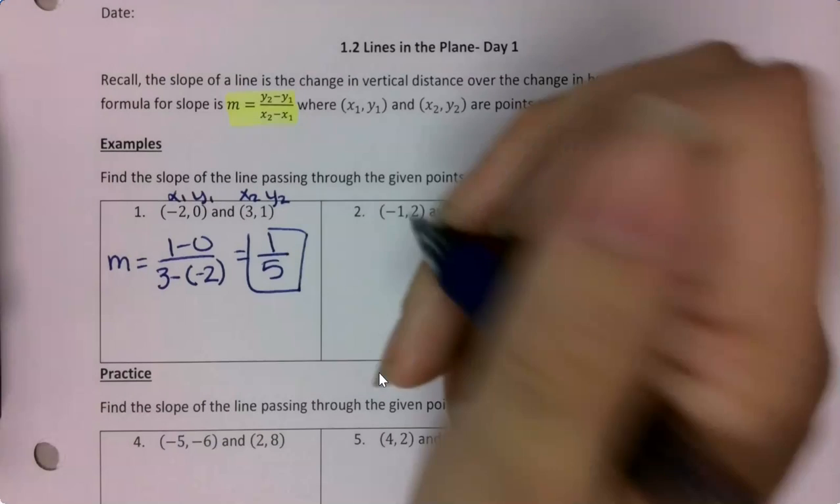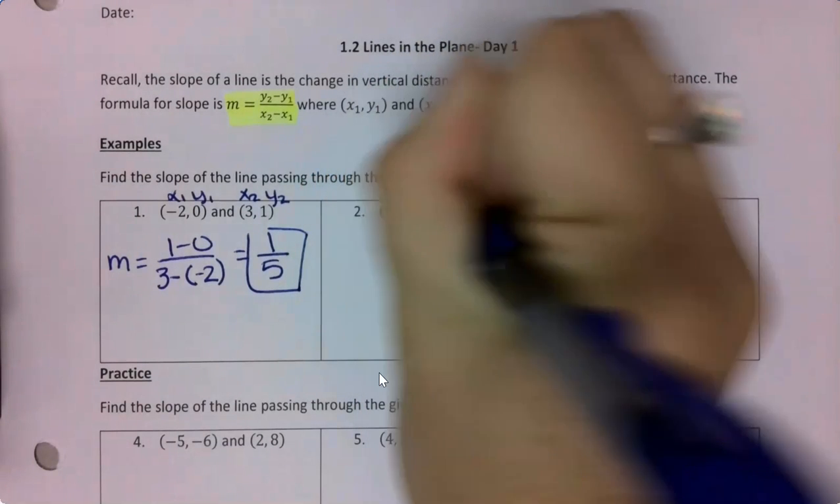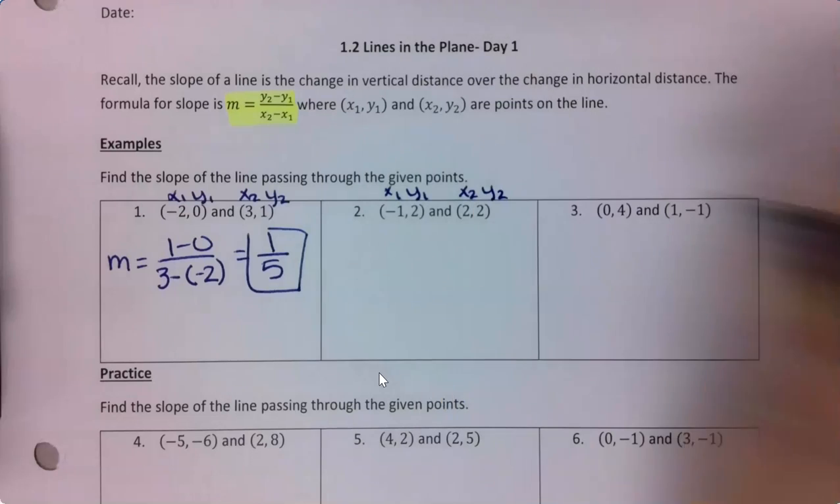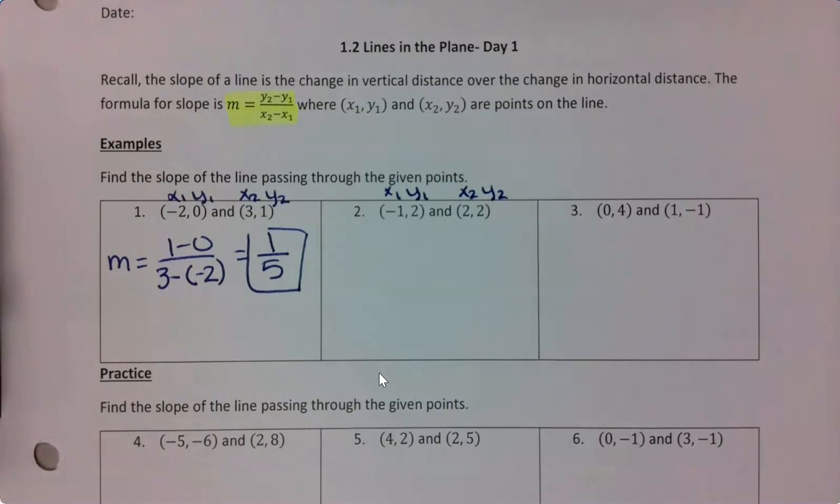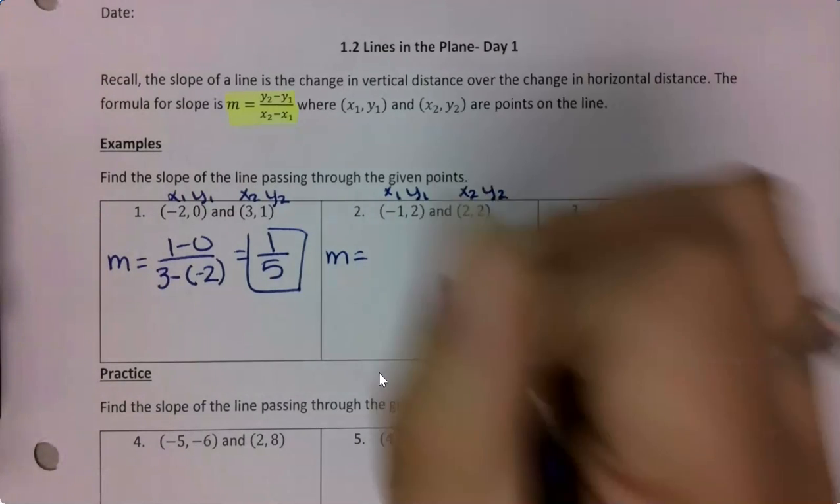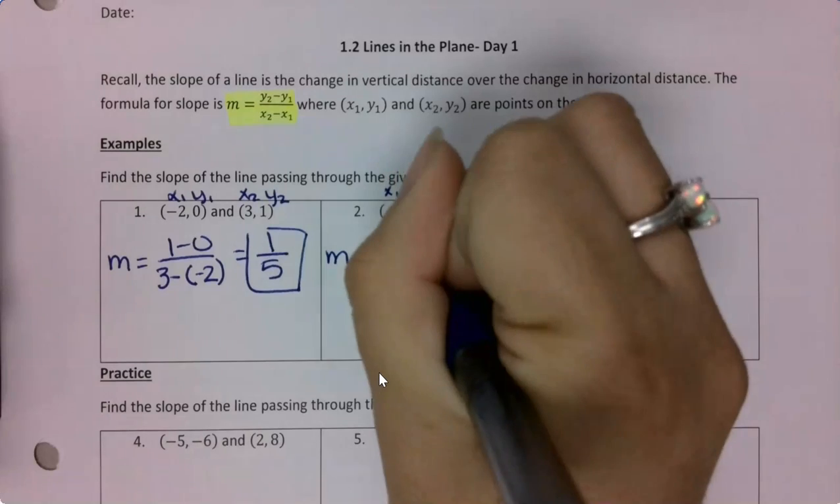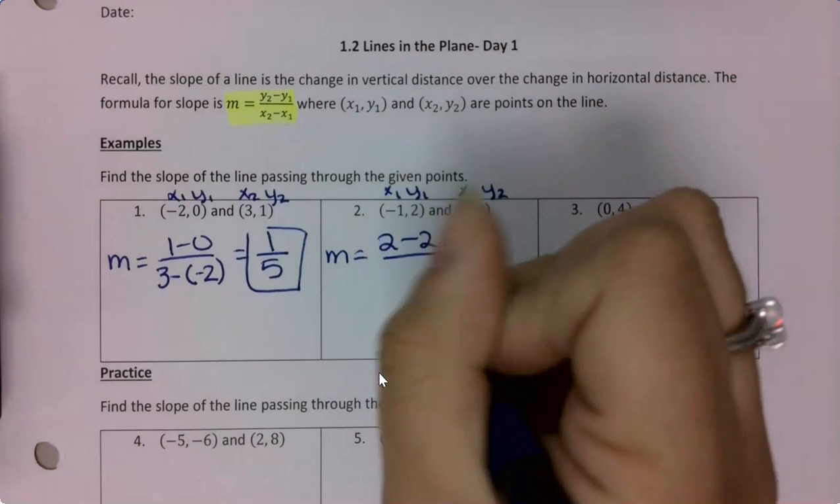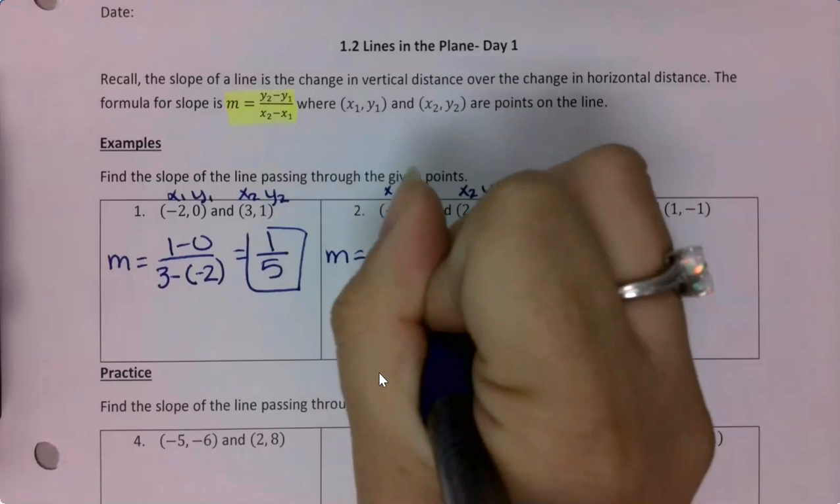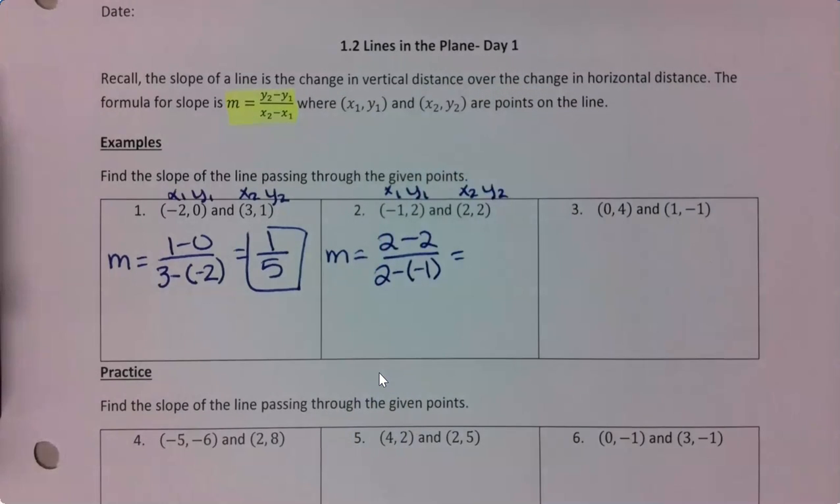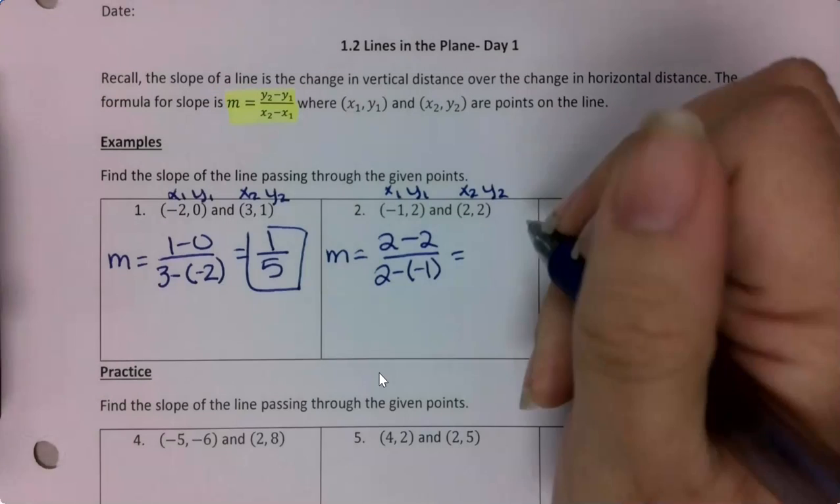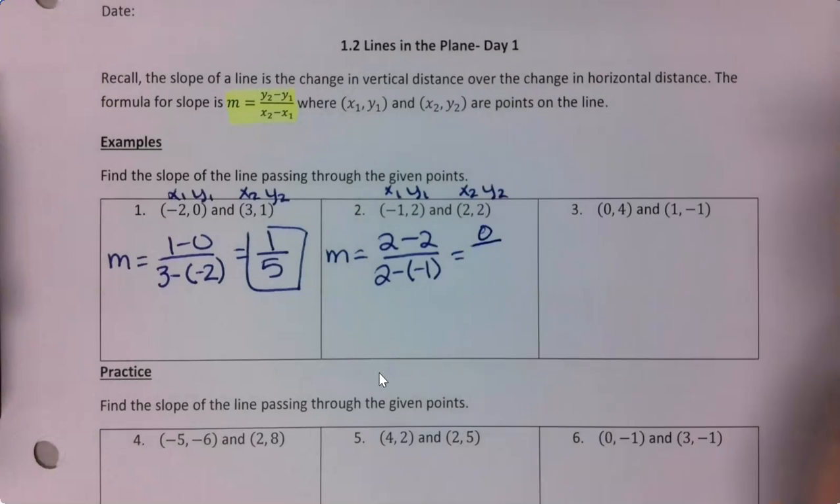Okay, so same thing for number 2. I'm going to have x1, y1, x2, y2. And then I'm going to plug into my slope formula. So what do I get on the top? 2 minus 2. And on the bottom, 2 minus negative 1. So 2 minus 2 is 0, and 2 minus negative 1 is 3.